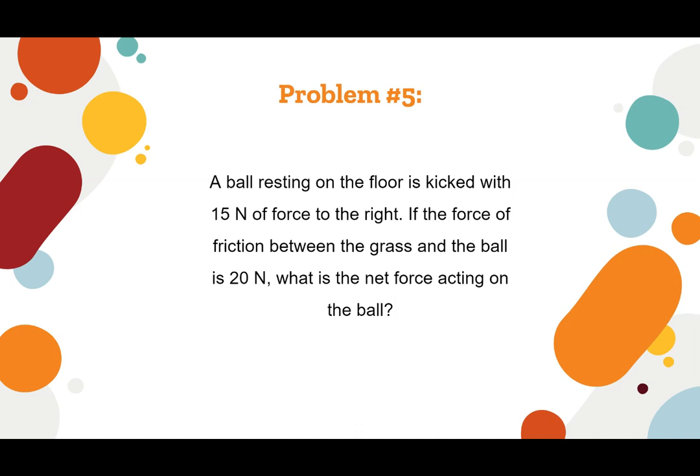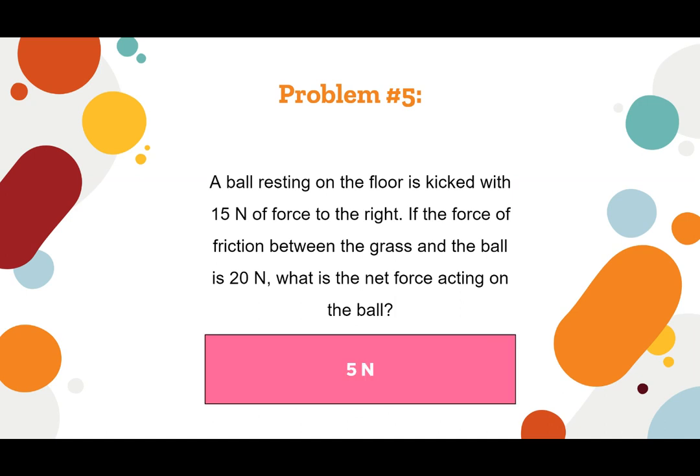A ball resting on the floor is kicked with 15 newtons of force to the right. If the force of friction between the grass and the ball is 20 newtons, what is the net force acting on the ball? Now, the first thing you need to ask yourself is, are these forces going in the same direction? And if you're drawing it out, your 15 Newton force arrow would be pointing to the right. Your 20 Newton force, since it's friction and friction always opposes motion, is going to be moving to the left, which means they're not in the same direction, and our net force would be calculated by subtracting the two, which would give us 5 newtons.